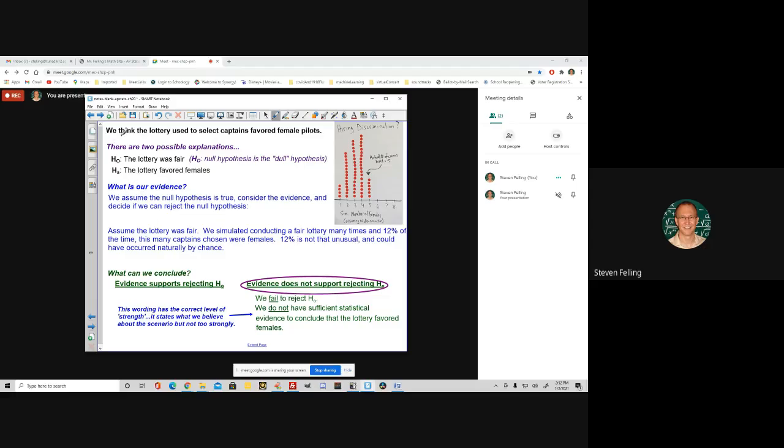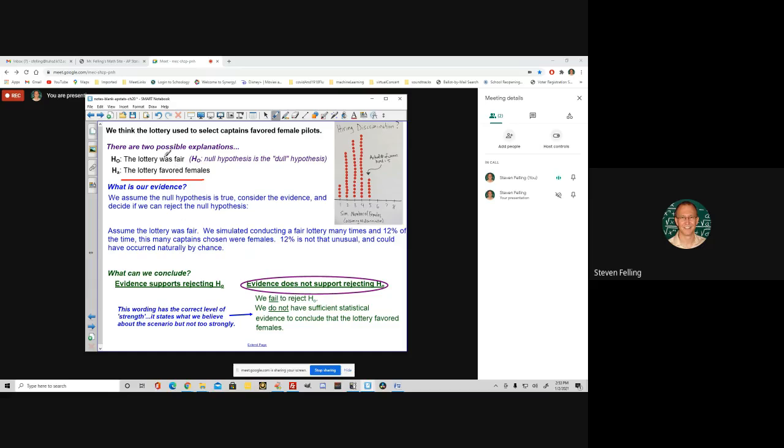If we start with the thought that maybe the lottery used was not fair and favored female pilots, that would become our alternate hypothesis, that the lottery favored females. So the null hypothesis would be that the lottery was fair. Nothing to see here. It's just the dull case. Anything that happens is just due to random chance. Okay, and so then we assume the null hypothesis is true. We assume the lottery was fair, and then we consider the evidence.